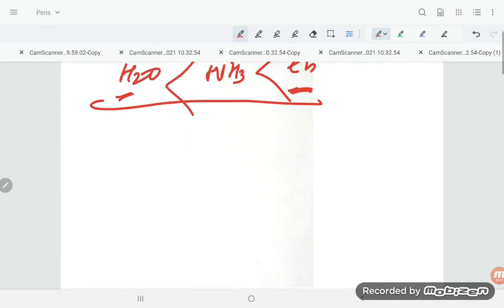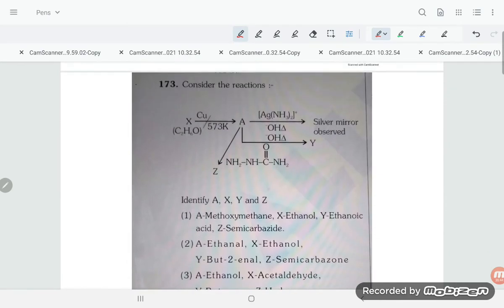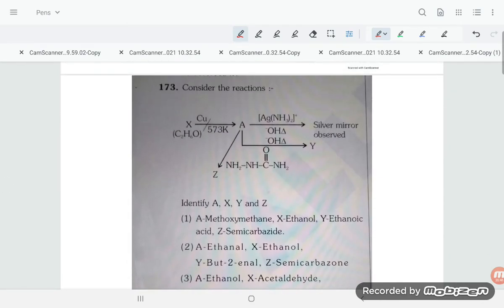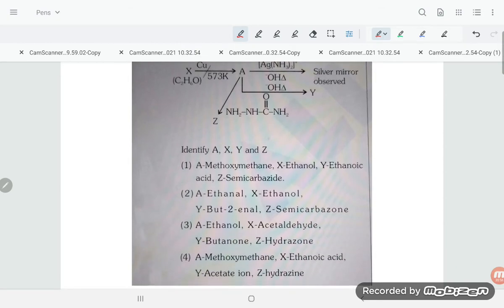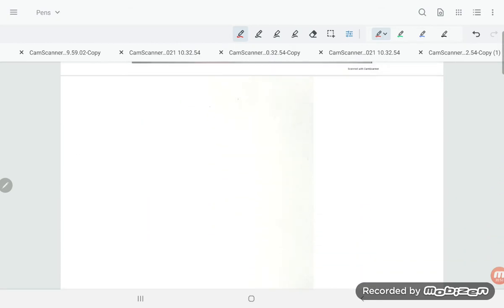Okay, let us move to the next question, students. Question number 173. Consider the reaction X, which is dipping with copper. A, AgNO3, silver mirror observed. So they are asking for A, X, Y, Z, dear students.